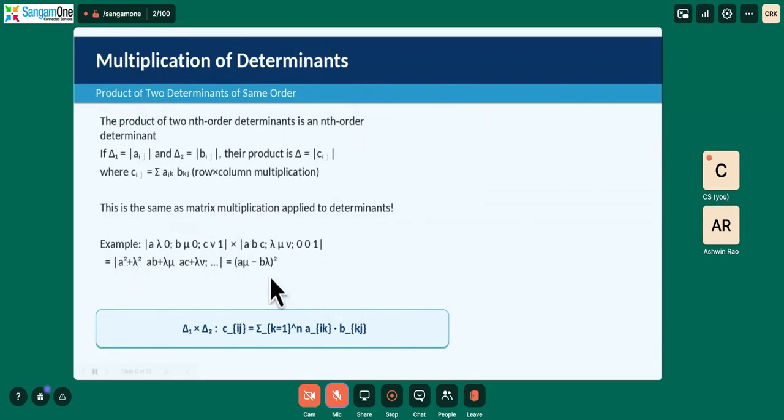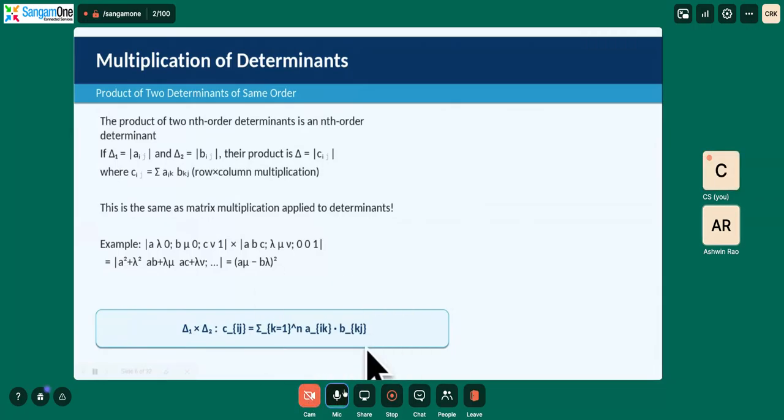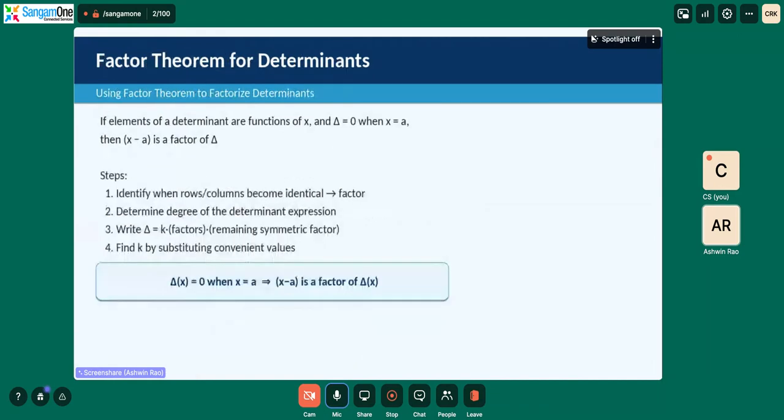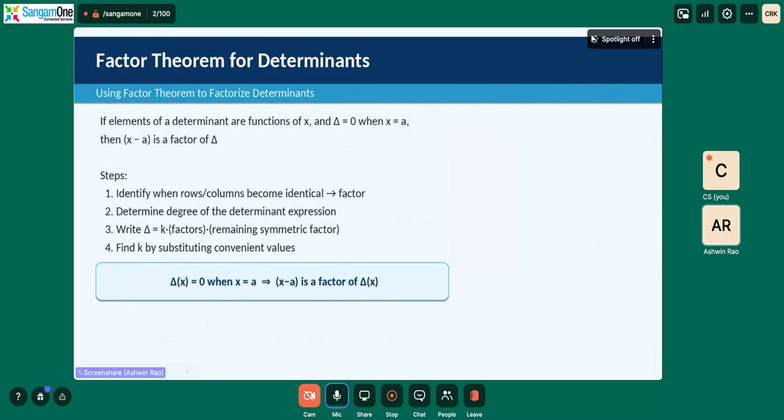As you can see here, the formula comes like this. Here K means a new determinant or new matrix. Ashwin: Sir, the determinant itself is another matrix, is it? No, matrix and determinant are different, sir. A determinant is a scalar value, you're saying, right? Yeah. So what do you mean by the product of two determinants?